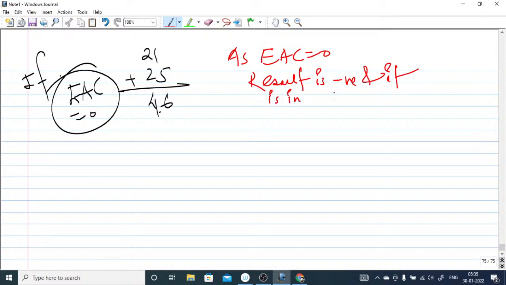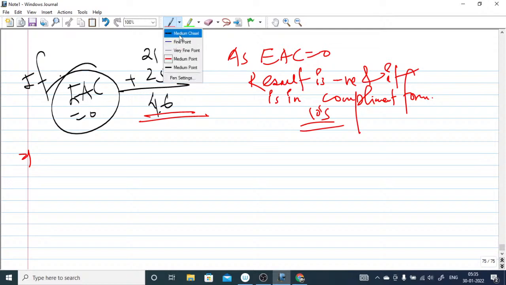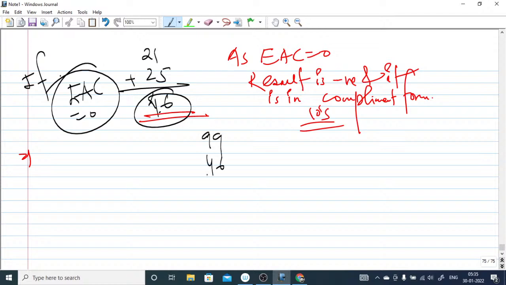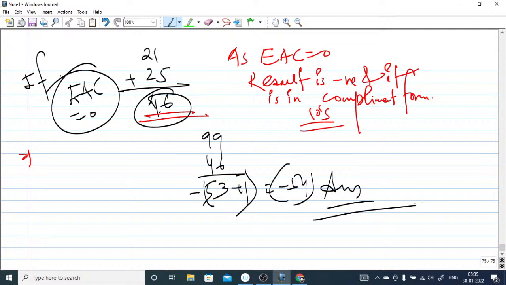It is in complement form, meaning tens complement form, right? So what you have to do now is find the tens complement of this and put the negative sign in front of it. What is the tens complement of this? Again, 99 minus 46, that is 53, and plus 1. So this will be 54, and 54 is the right answer for this question.